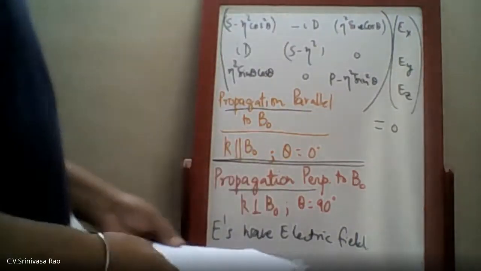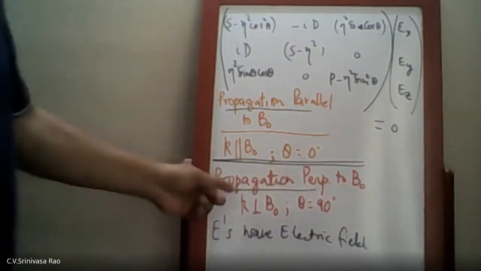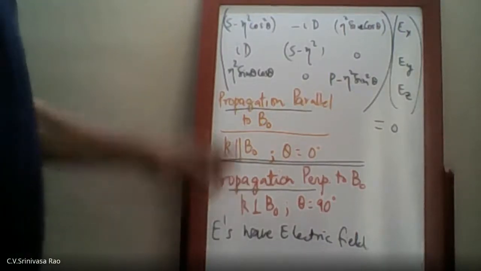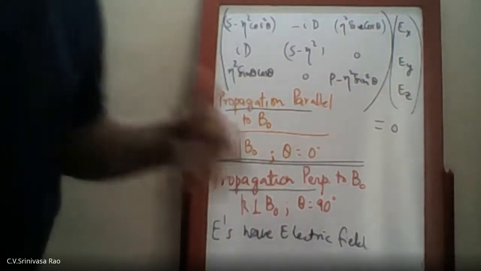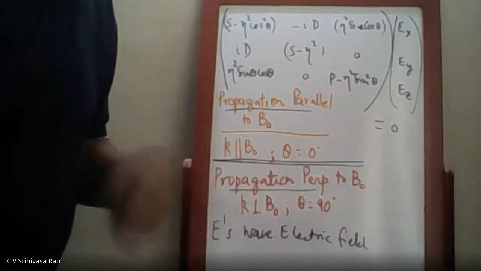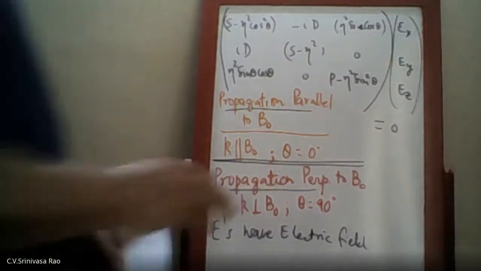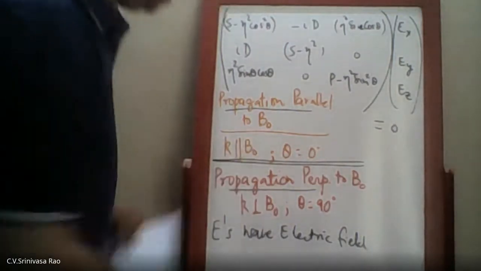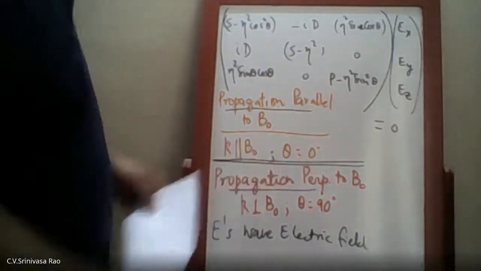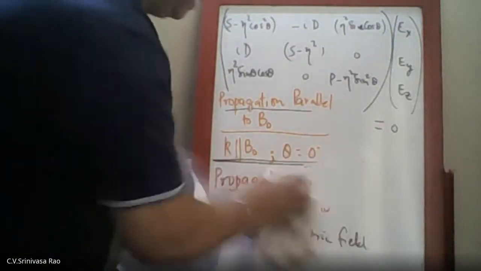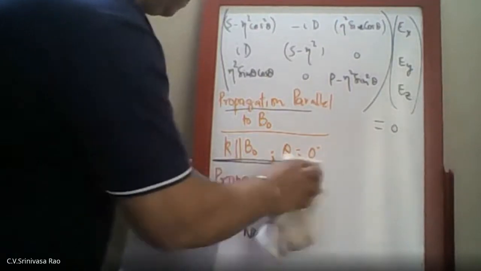Before I go to this stage, propagation perpendicular to the magnetic field, I would like to quickly do a summary of what we did last class. So basically, last time what we did was waves parallel to the magnetic field. I just quickly summarize what we did last time.